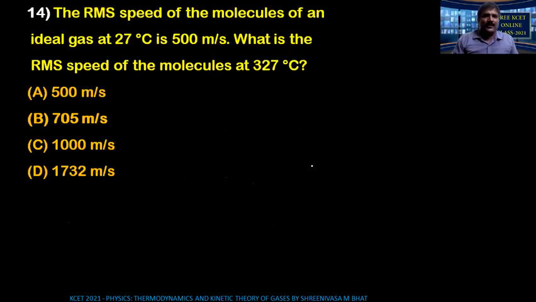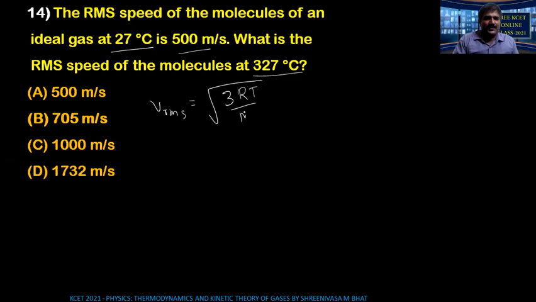Okay, number 14. The RMS speed of molecules of an ideal gas at 27 degrees Celsius is 500 meter per second. What is the RMS speed of the molecule at 327 degrees Celsius? We know that RMS speed of gas molecules, we derived from the pressure equation, is equal to root of 3RT by M. This is the formula for RMS speed. At least you remember RMS speed is directly proportional to square root of the absolute temperature. It's enough to solve this problem.